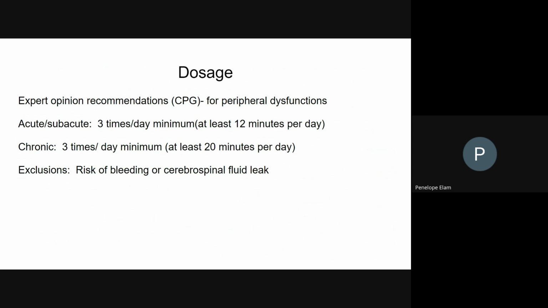So if they're in acute, subacute phase, we're thinking we want at least 12 minutes of exercise per day, 7 days a week. If they're in the chronic phase, so then we're looking at probably 3 weeks plus since the initial insult, we want to be trying to do it at least 20 minutes per day. So we're looking at, once again, at least 3 times a day for 20 minutes total per day.